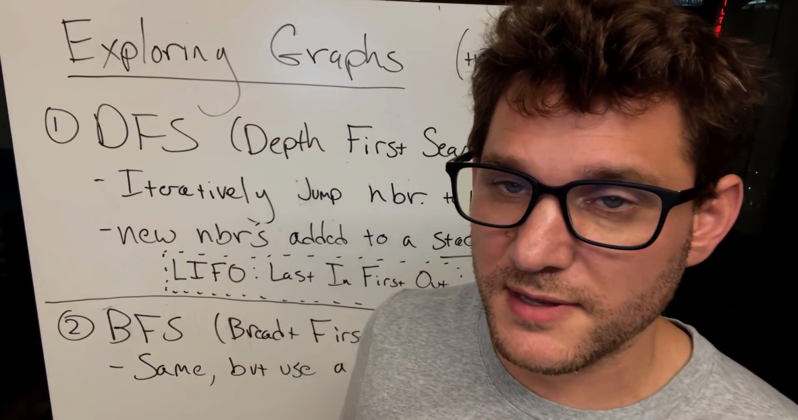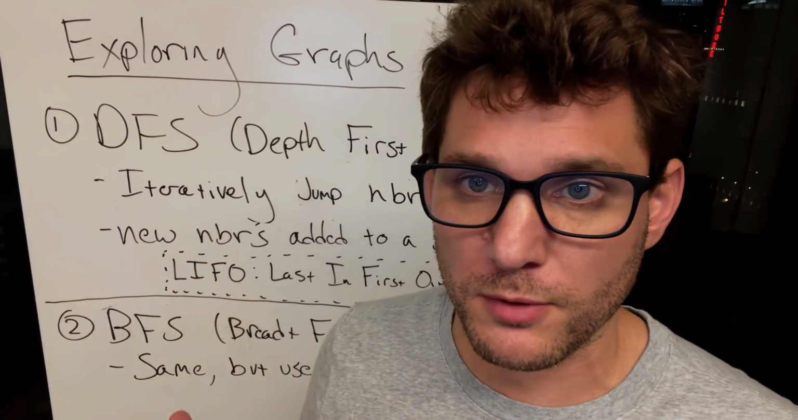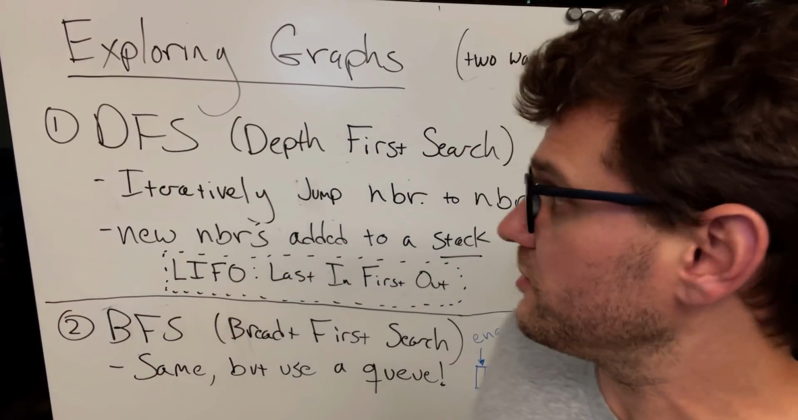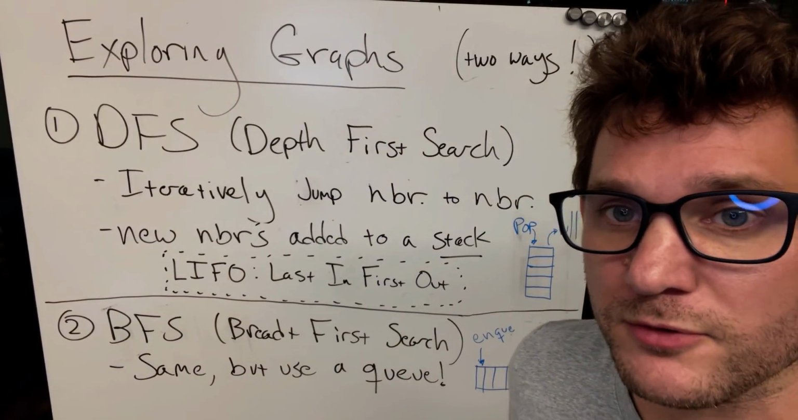So let's say you're given the adjacency list representation of a graph. How do you explore the graph? How do you search through all of the nodes in this graph? Well, there are basically 2 standard ways to do this. One is called depth first search, and the other is called breadth first search.